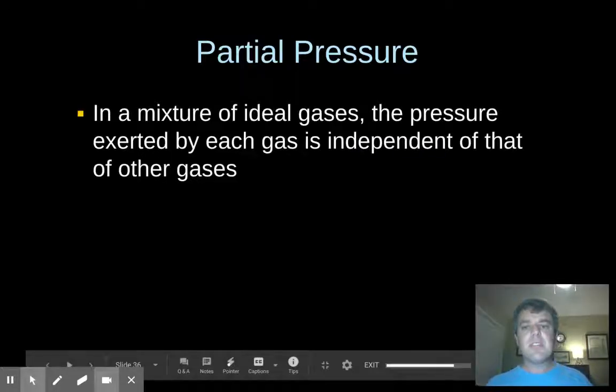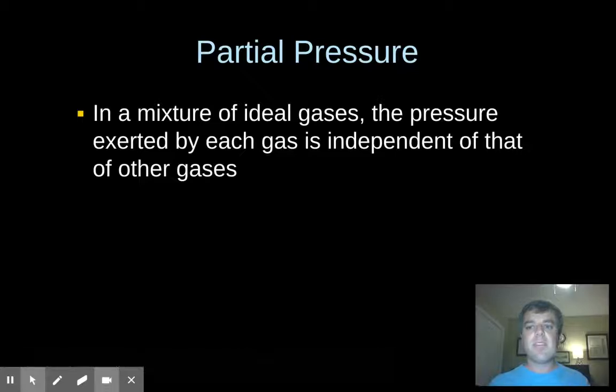In a mixture of ideal gases, the pressure that each gas exerts is independent of that of the other gases, because the pressure is caused by the collision with the walls of the container. And so, if you add more gases in there, that doesn't stop the gases that were already there from colliding with the walls of the container. You just add more collisions from the additional gases, but they're independent of each other.